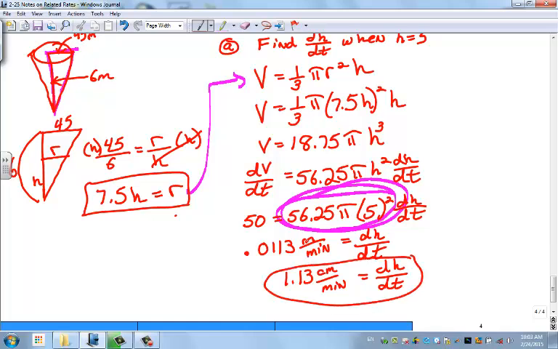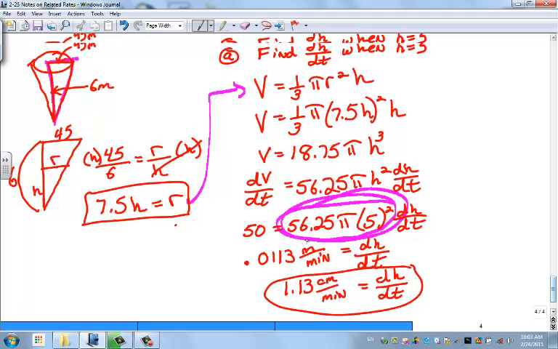Part B is much simpler because it just asks us, how fast is the radius of the water's surface changing when the water is 5 meters deep?